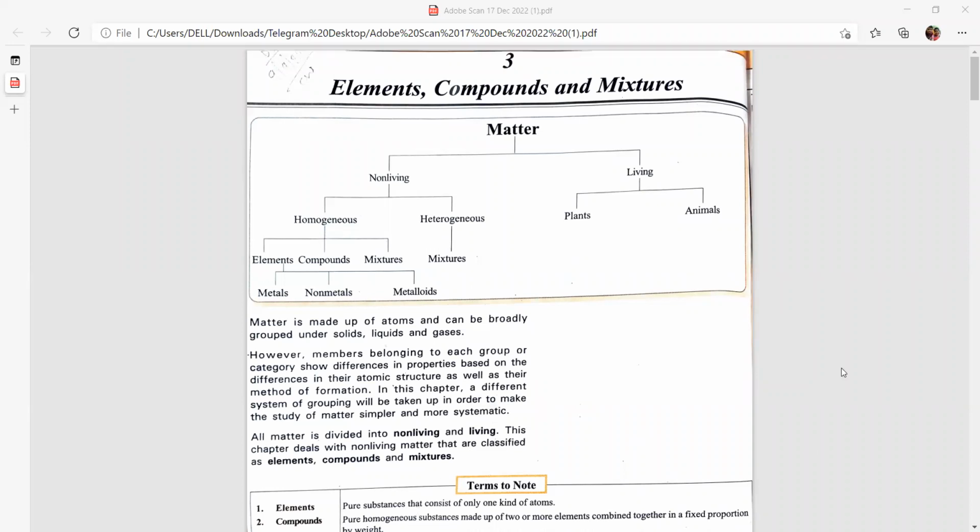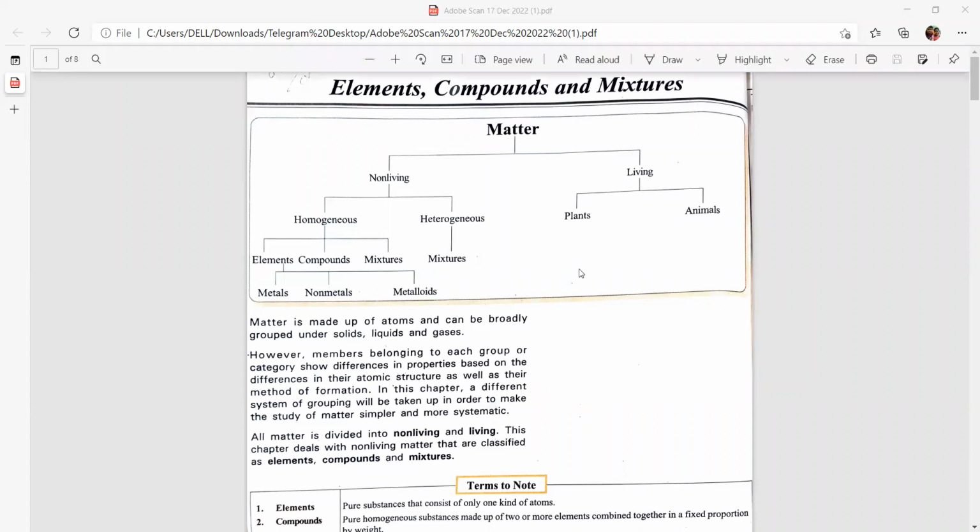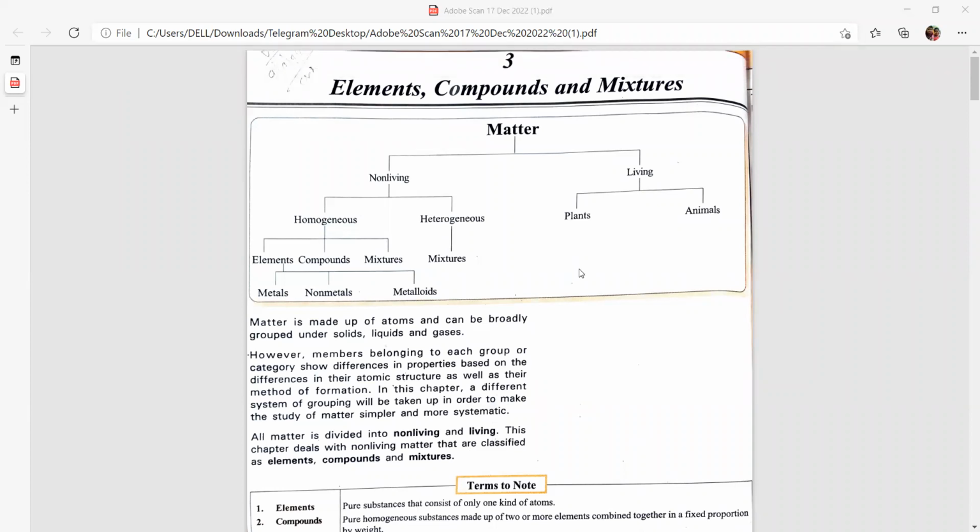Today we are going to start a new chapter of chemistry, and the most important chapter, that is a basic chapter in chemistry: elements, compounds and mixtures. In class 6, I know you had an introduction to chemistry, but that is not so important, so we are skipping that. We are beginning our chemistry with elements, compounds and mixtures.